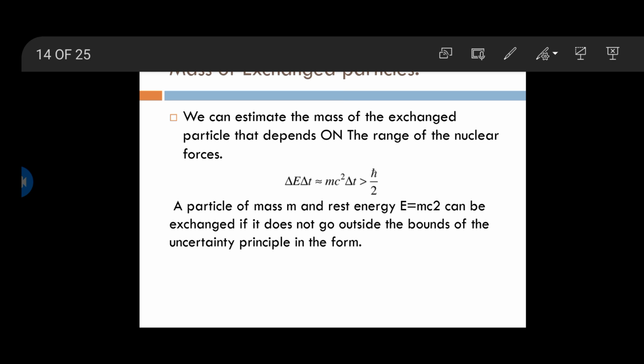Now in this slide we will calculate the mass of exchange particles. Before calculating the mass, we will discuss what the exchange particles are. It is natural to associate something that is exchanged in the nucleon interaction with the quanta of the nuclear field. When there is an interaction of proton-neutron, proton-proton, or neutron-neutron, there must be something exchanged during their interactions.